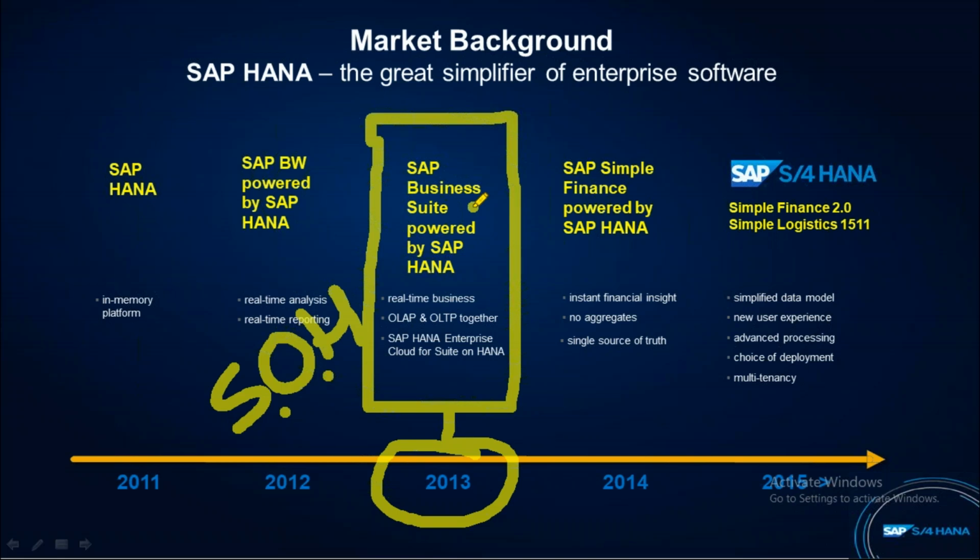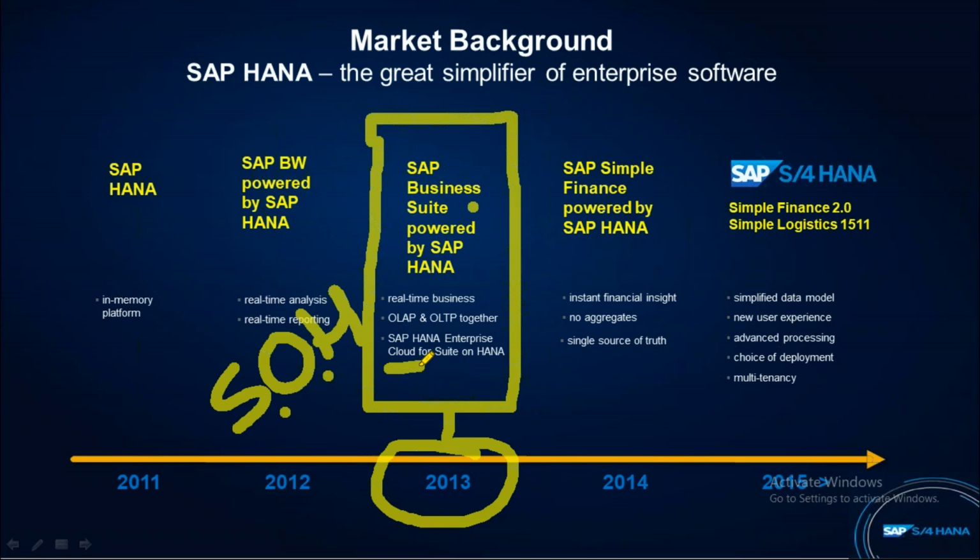And then, of course, the unification of OLAP reporting on the Suite on HANA and the availability of the cloud. So for the first time in 2013, SAP was able to host the HEC, HANA Enterprise Cloud, and the HCP, the HANA Cloud Platform, and today we have the SAP Cloud Platform. So for the first time, SAP was able to create their own private cloud.